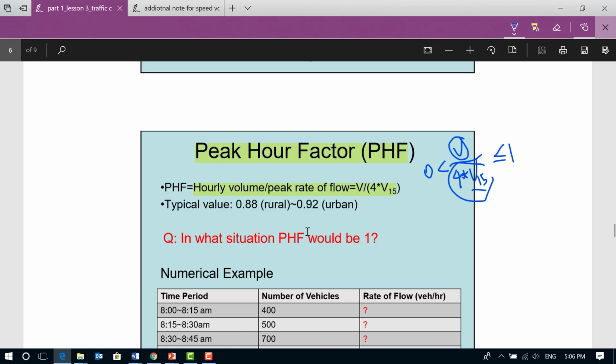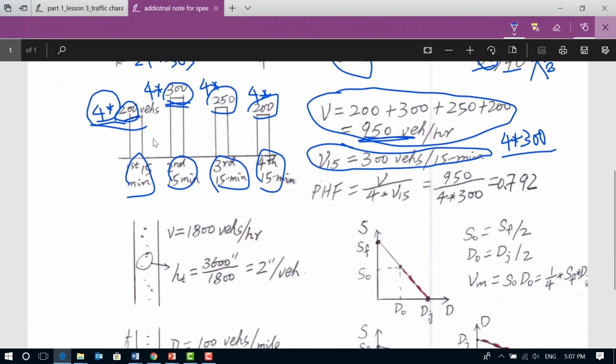In which situation will the PHF be equal to 1? The answer is: when each of the 15-minute volumes is equal to each other. In that case, the PHF will be equal to 1.